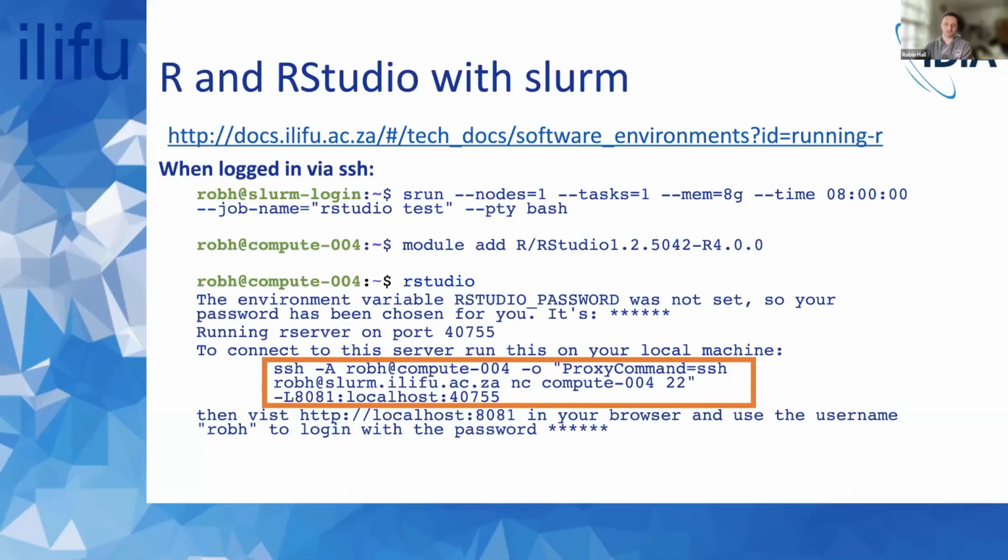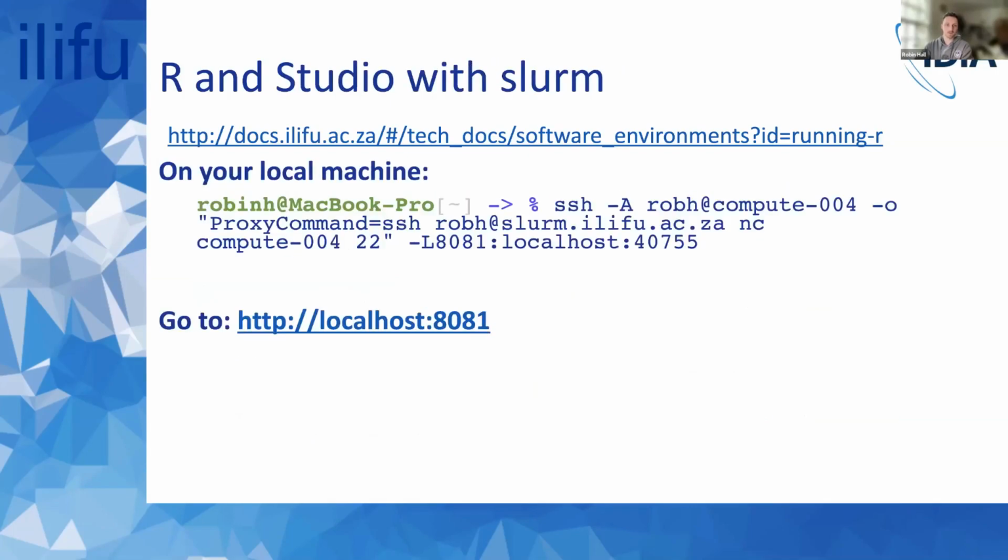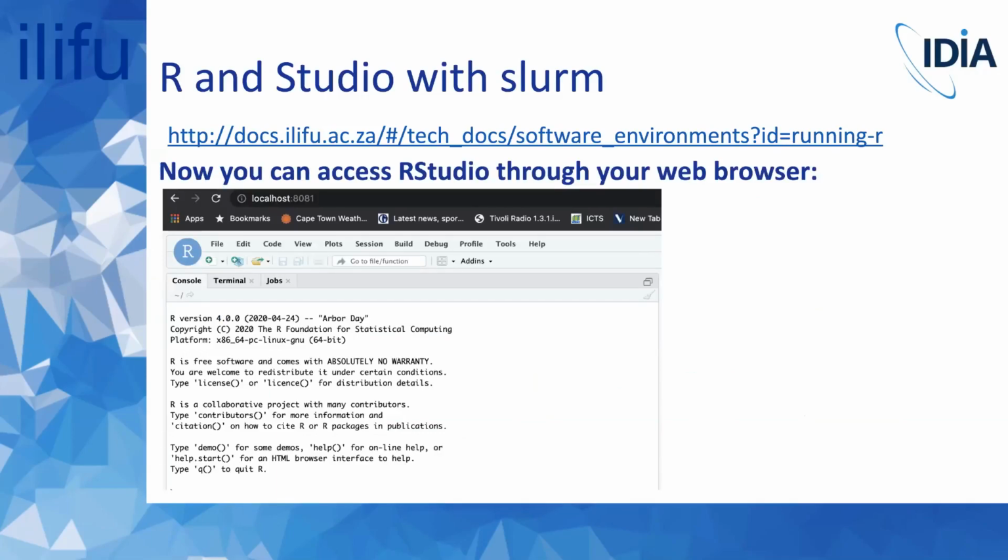And then running the RStudio command will return quite a bit of information here, but the important part is the SSH command that I've got highlighted here. So what you'll need to do is copy this SSH command and run it from your local machine. That's going to let you run RStudio in your computer's web browser, but using cluster resources. So localhost here just means your computer. And this is what it'll look like. You'll navigate to localhost:8081. That's just the port that the web service runs on. And you'll be able to use RStudio.